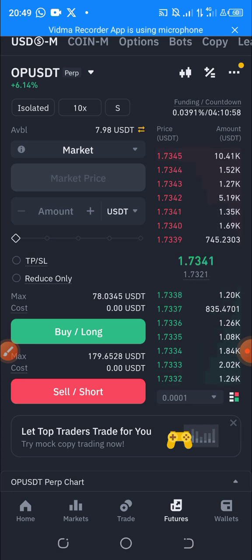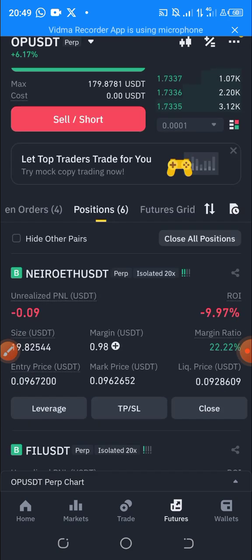So if you are just starting on crypto trading or futures trading, you are advised to always use a small margin, like 2x, 3x or 4x. You can use those margins to trade. They are less risky, because the higher your margin, the higher the risk you are taking.